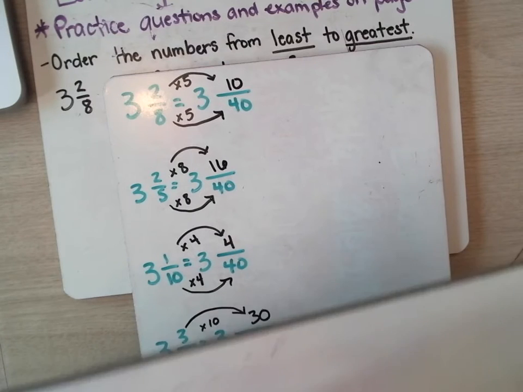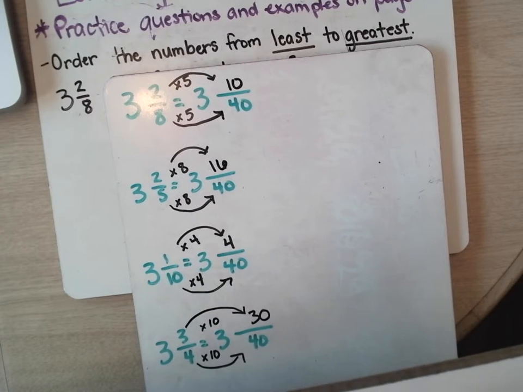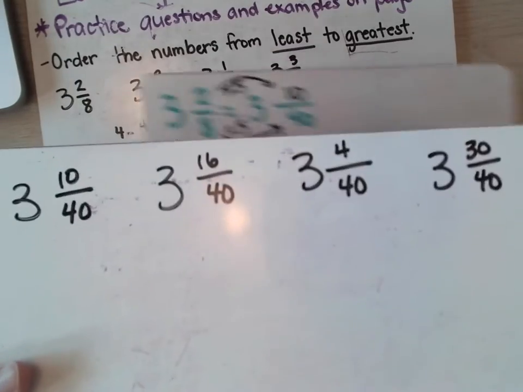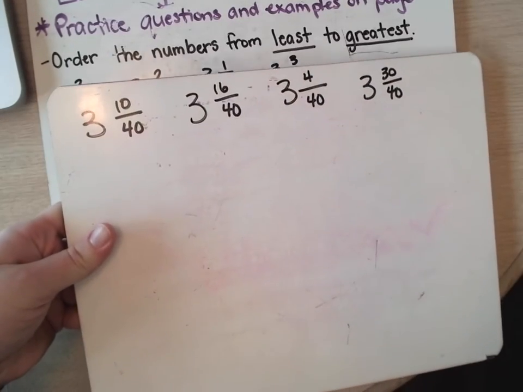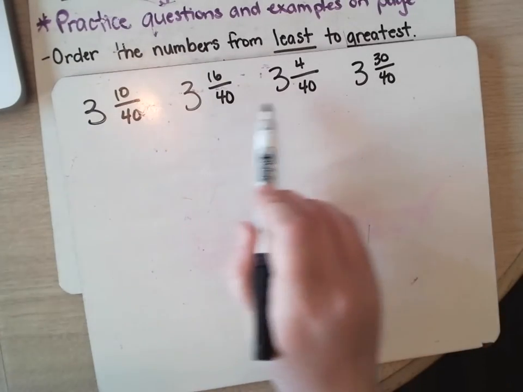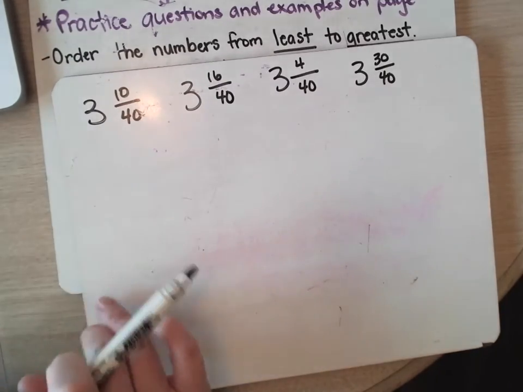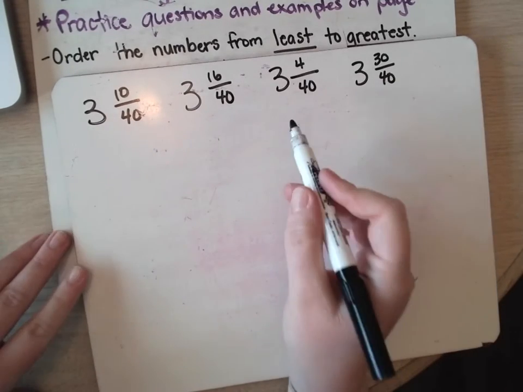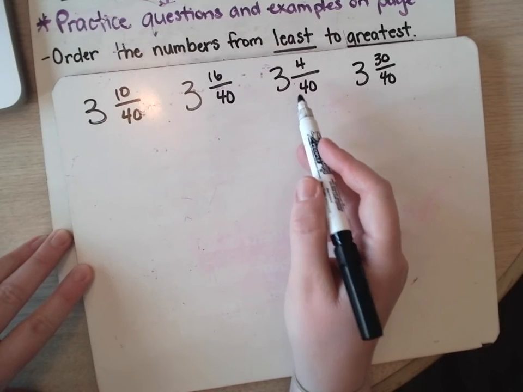So my first one was 3 and 10/40. Then I had 3 and 16/40. Then 3 and 4/40. And 3 and 30/40. So it looks like this. Remember, we're going from least to greatest. So since my pieces are all the same size, my numerator now tells me how many of each piece that I have. So my smallest one is 4/40.